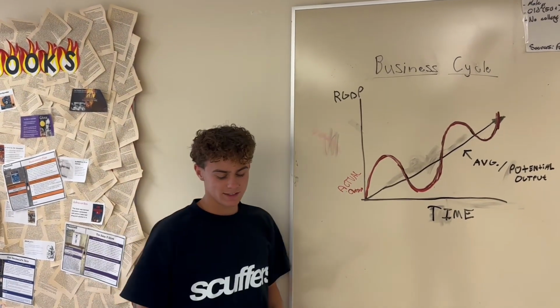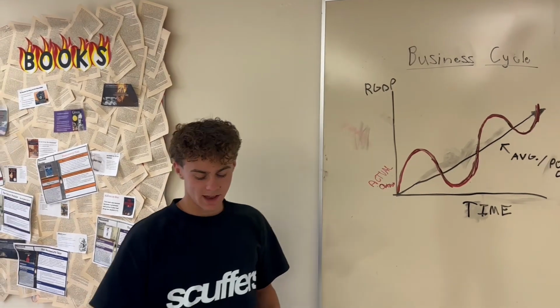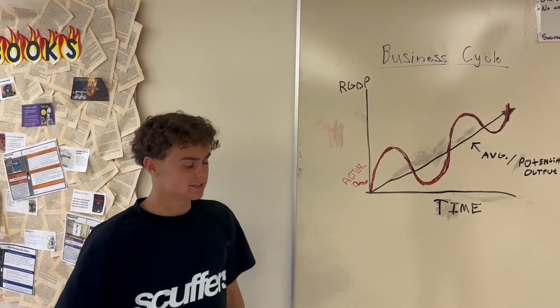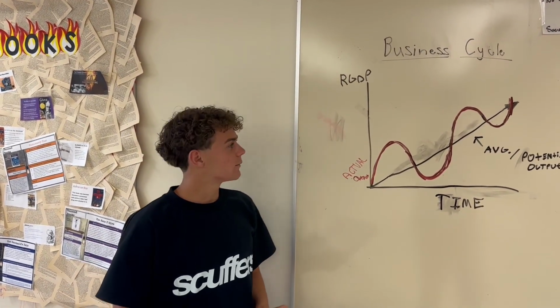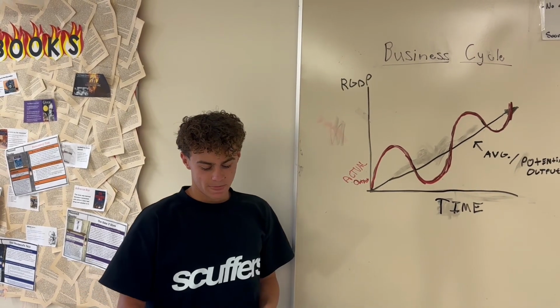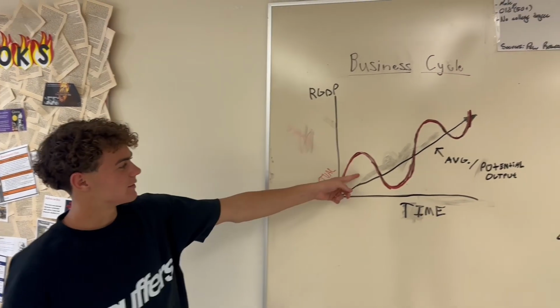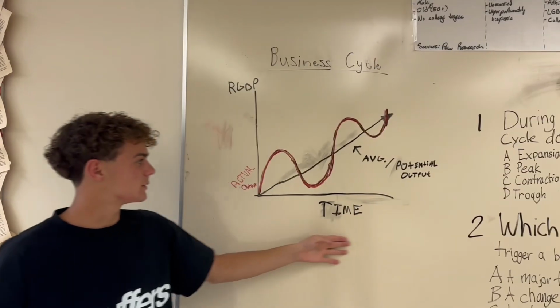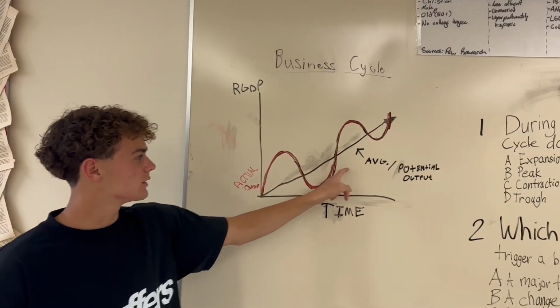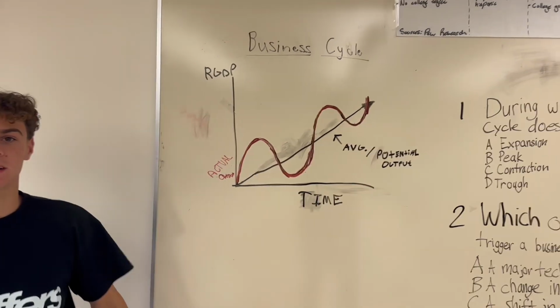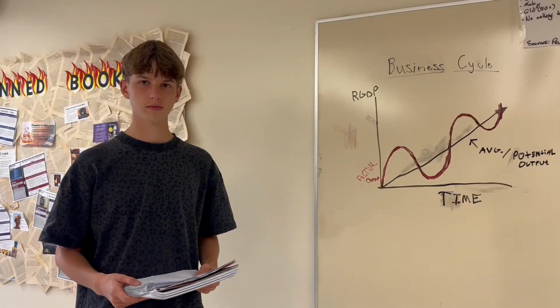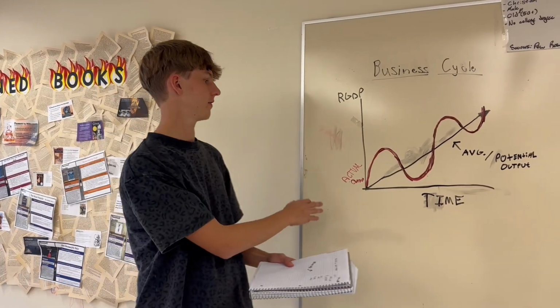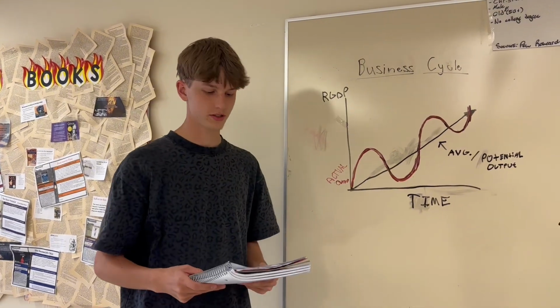The business cycle is the natural rise and fall in economic activity that an economy experiences over time. It shows how real GDP changes and is portrayed through a graph like this one. On the y-axis we have real GDP and on the x-axis we have time. The black line in the middle shows the average or potential output of an economy. The red line of this graph is the actual output in the business cycle.